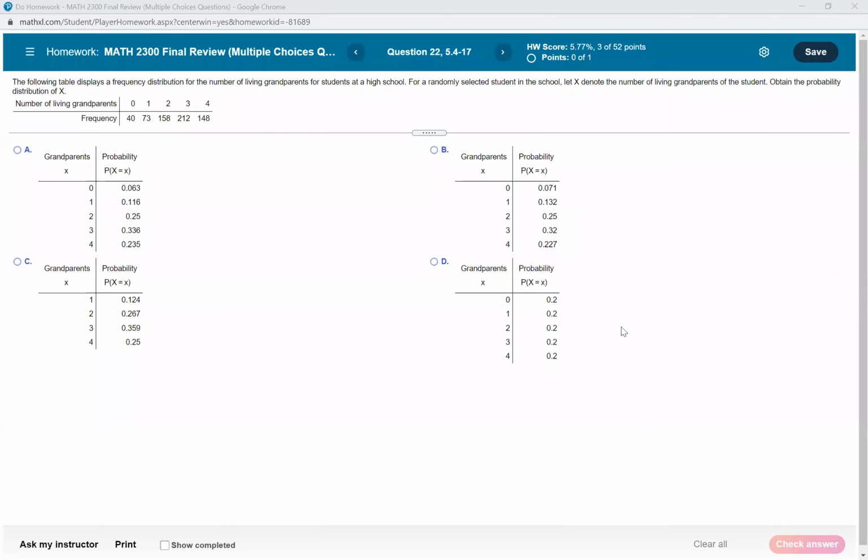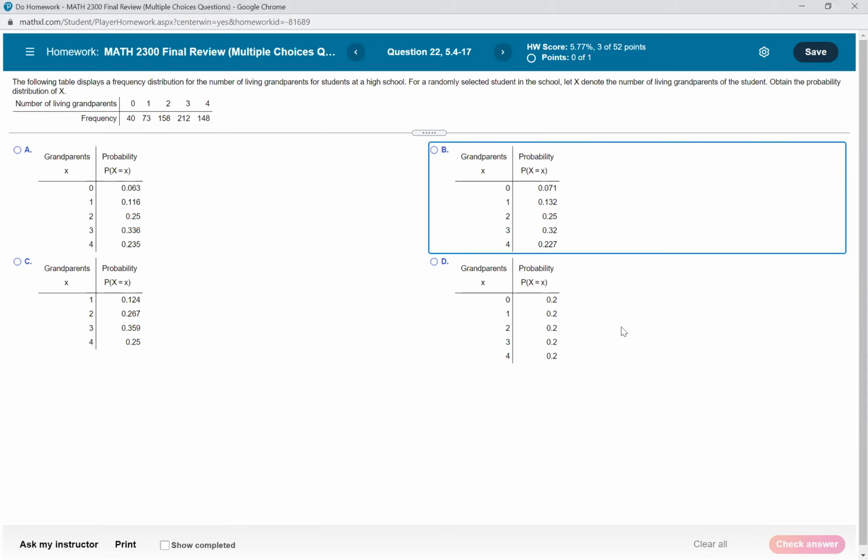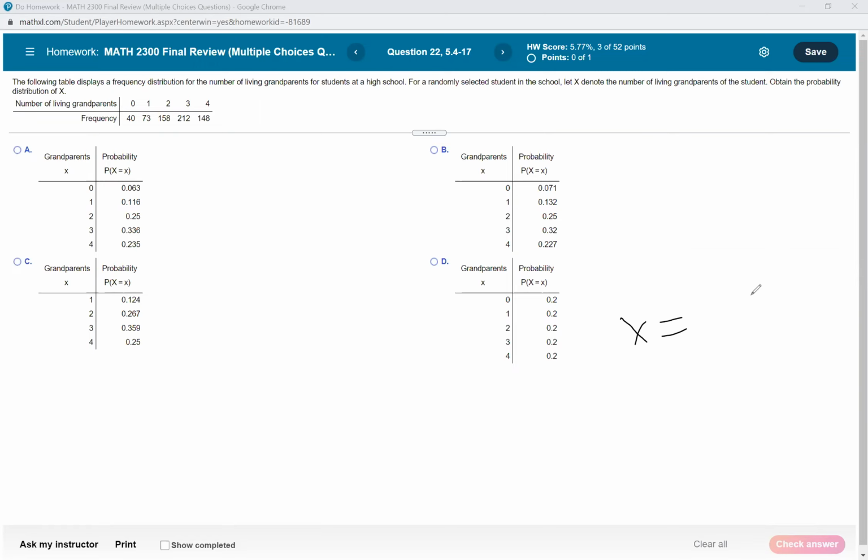Okay, the following table displays a frequency distribution. So we have a frequency distribution for the number of living grandparents for students at a high school. For a randomly selected student in the school, X denotes the number of living grandparents of the student. So what are the possible values? The maximum could be 4, right? And the minimum is 0. So the possible values are 0, 1, 2, 3, 4.